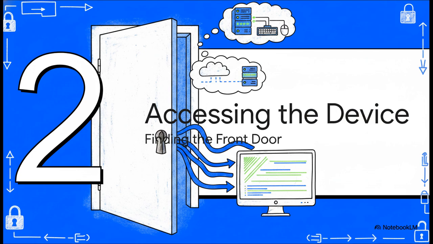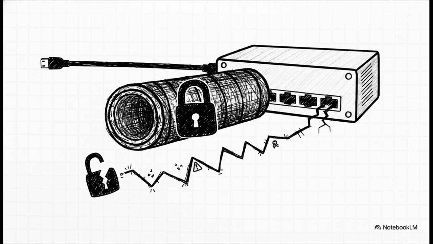Moving on to Section 2, accessing the device, finding the front door. So, you generally have three main ways to actually get into a Cisco device. First is your physical console connection, perfect for that initial out-of-the-box maintenance. Second, we have Secure Shell, or SSH. This is absolutely your go-to method for everyday use because it builds a highly secure, encrypted remote connection. And then there's Telnet. Telnet is, well, it's older and it literally sends your passwords over the network in plain text. So, yeah, definitely avoid that one in a modern environment.